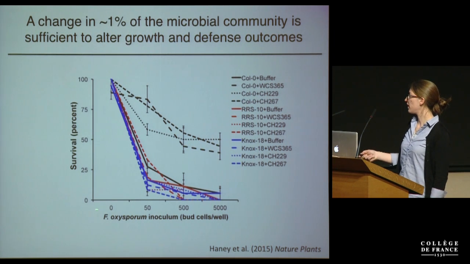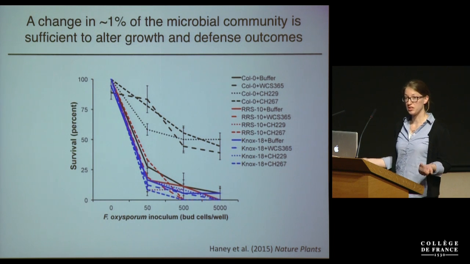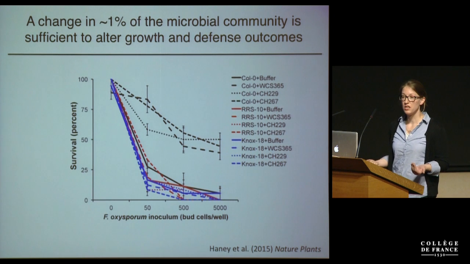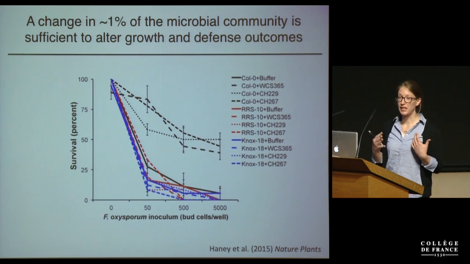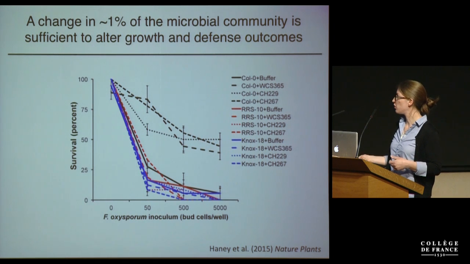So here we're adding increasing fungal cells, and this is plant survival. Col0 is the solid black line here, just with low levels of Pseudomonas fluorescens. And then if you add any one of a number of Pseudomonas fluorescens strains, you get protection from this pathogen. NOX18 and RS10, which don't support Pseudomonas fluorescens growth, are not helped when it's present. So it's the complex interplay of plant genotype and microbe that ultimately determines plant health.